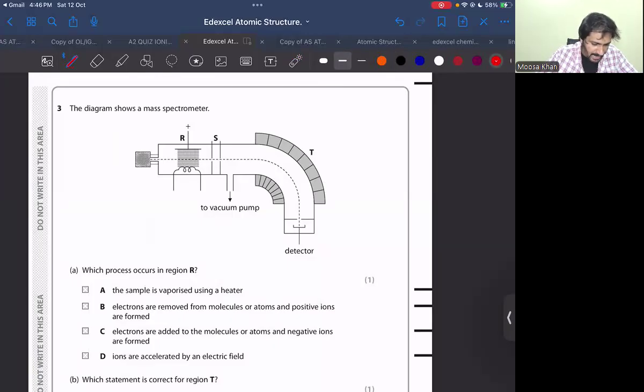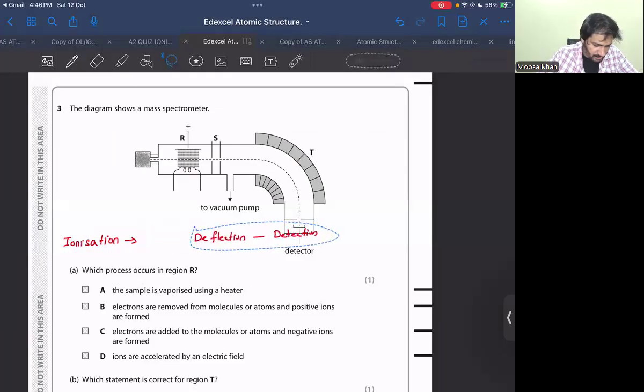ionization, right? After ionization, you have to deflect the charges. So after ionization, we have deflection. After deflection, we have detection. And before deflection, we have acceleration, of course.